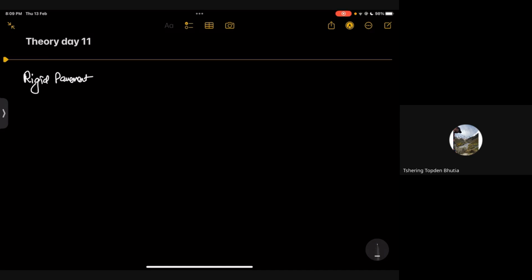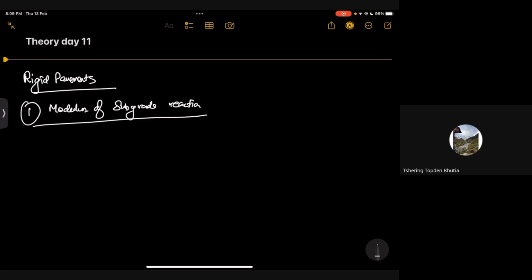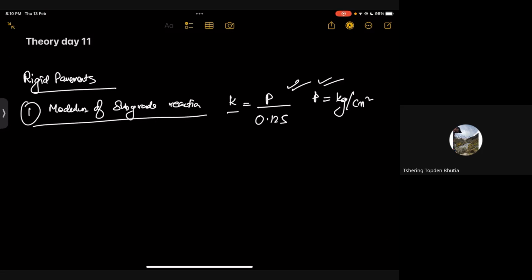For rigid pavements, the first terminology is modulus of subgrade reaction. Okay, it is represented by K, and its formula is small p divided by 0.125, where P is the pressure in kilogram per square centimeters. Okay, this is the first one, which is called the modulus of subgrade reaction. Can you remember this formula? Modulus of subgrade reaction, K is equal to P by 0.125, where P is the pressure in kilogram per square centimeter.